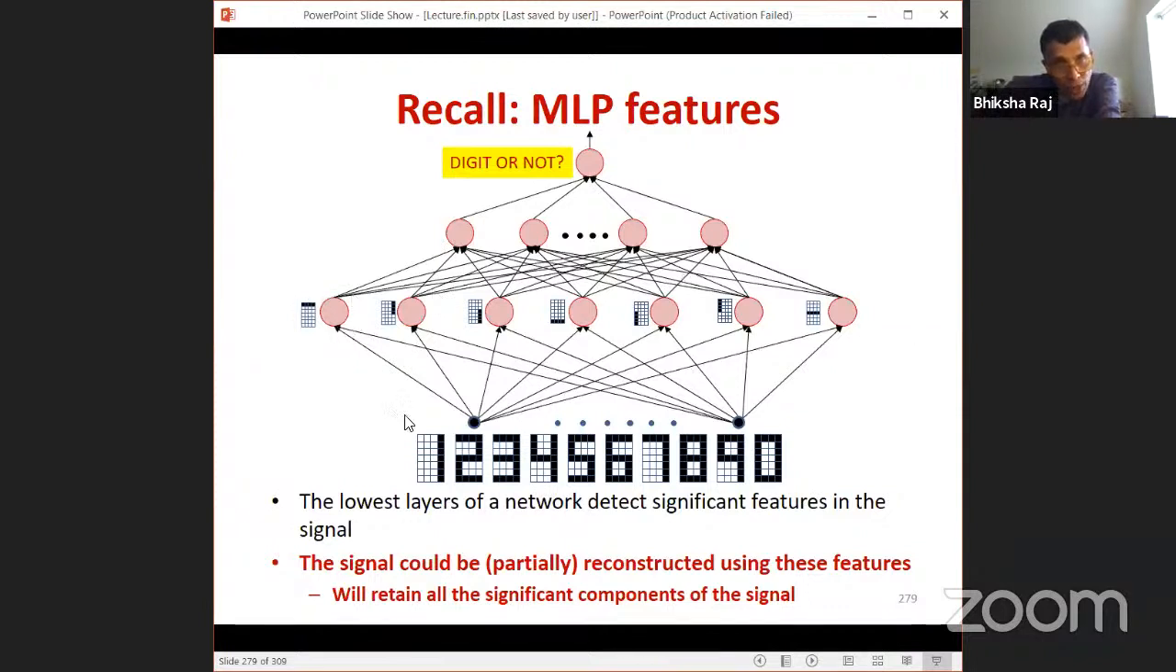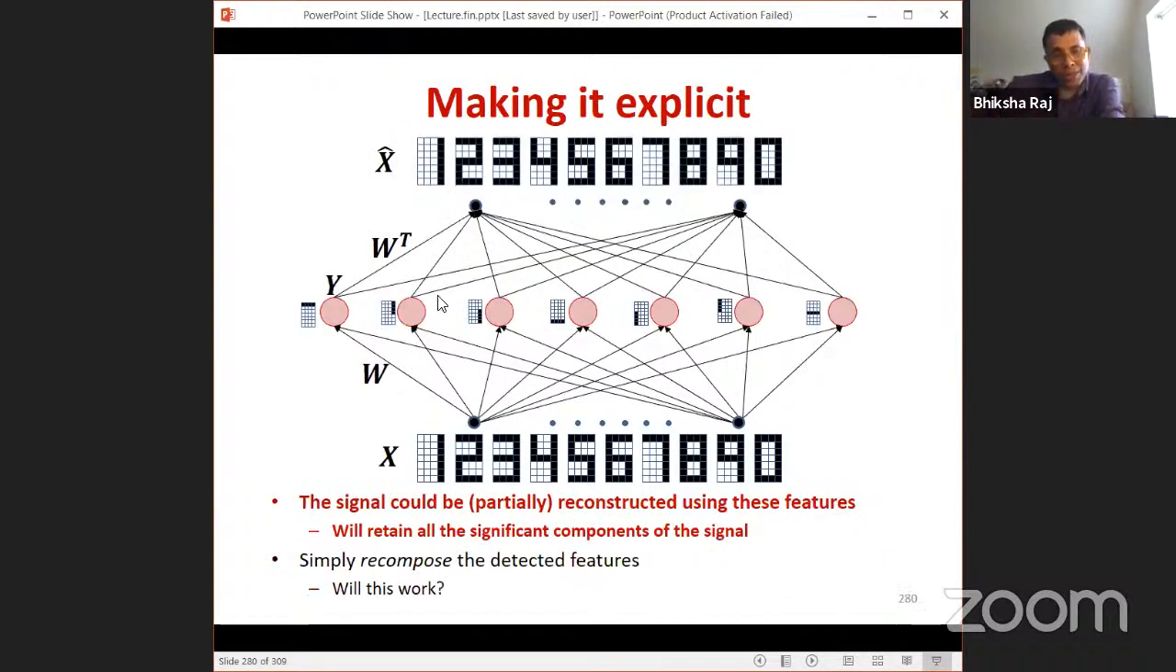For example, this neuron might say, does the input have this horizontal bar on top? This one might say, does it have this vertical bar to the top right? This one might say, does it have a vertical bar to the bottom right, and so on. And so the subsequent layers just operate on these features that these neurons are detecting. But then let me go back and say, suppose I do something very interesting. I know what features these neurons are looking for. This neuron, for example, is looking for a horizontal bar on top.